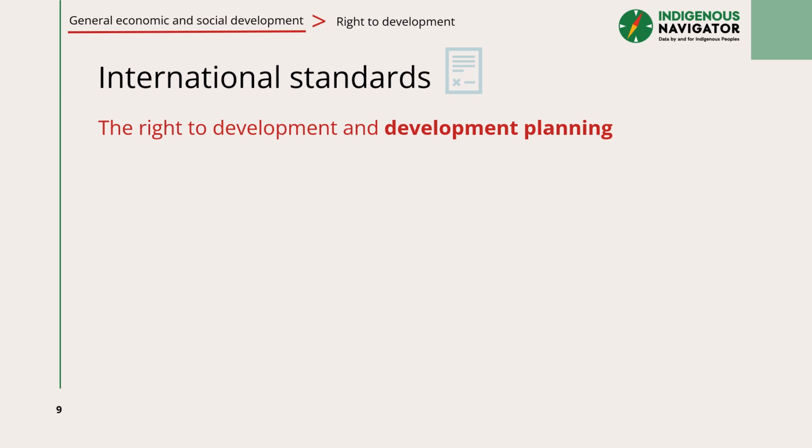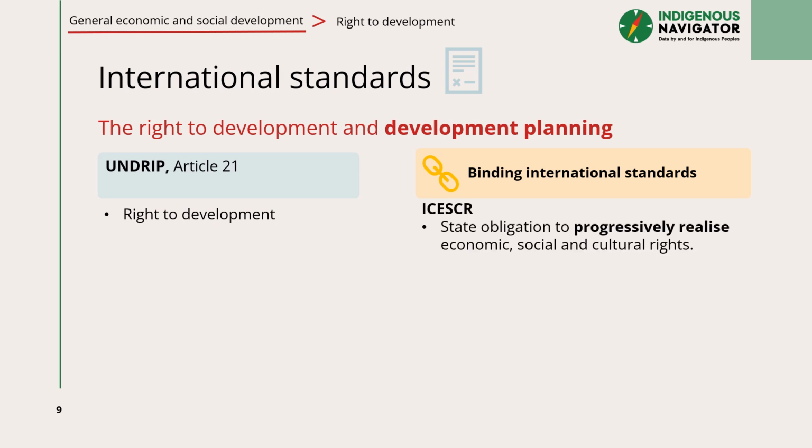The right to development is also addressed in Article 21 of UNDRIP. The state has an obligation to progressively realize economic, social, and cultural rights, such as the right to health, adequate standard of living, or social security, as reflected in ICESCR.